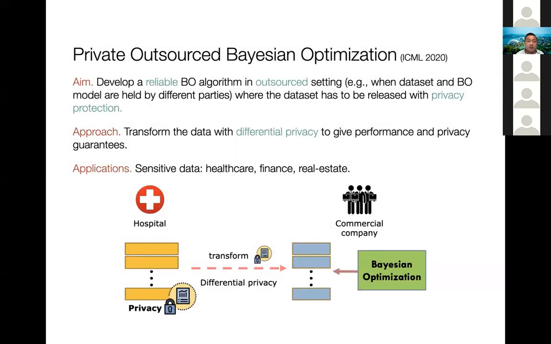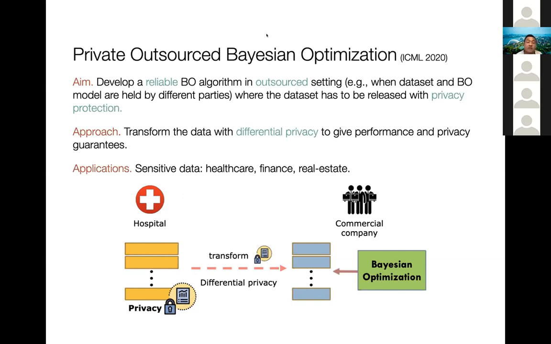So in this Bayesian optimization technique, we are asking the following question: what if the one that is able to gather or collect the data, the data curator, does not have the expertise to do optimization, and needs to outsource its optimization task to another company? An example like this would be the hospital setting.